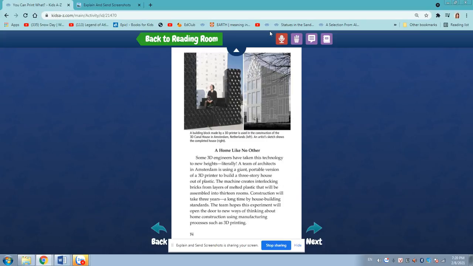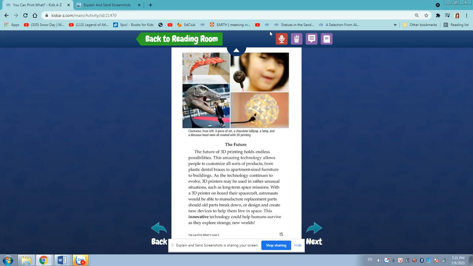The team hopes this experiment will open the door to new ways of thinking about home construction using manufacturing processes such as 3D printing. The future of 3D printing holds endless possibilities. This amazing technology allows people to customize all sorts of products, from plastic dental braces to apartment-sized furniture to buildings. As the technology continues to evolve, 3D printers may be used in rather unusual situations such as long-term space missions.